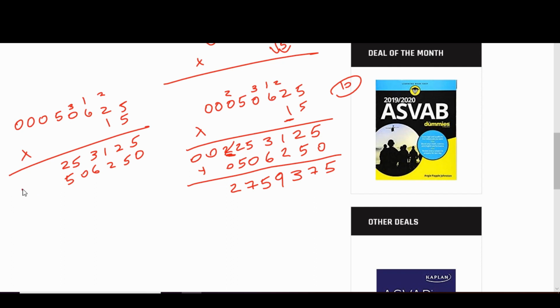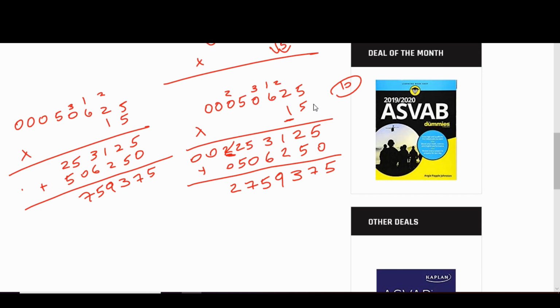So let's go ahead and add these up. 5 plus 0 is 5. 5 plus 2 is 7. 1 plus 2 is 3. 3 plus 6 is 9. 5 plus nothing is 5. 5 plus 2 is 7.